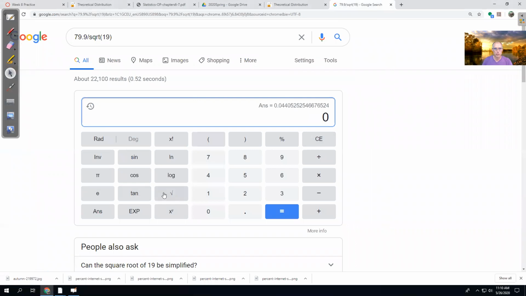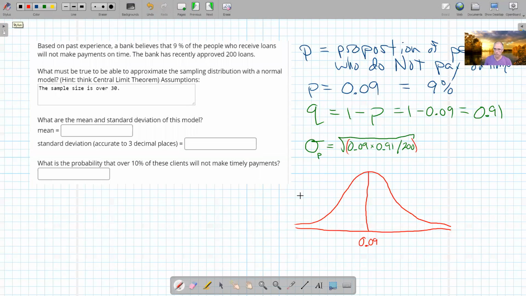So clear, I want the square root, start the parentheses, 0.09 times 0.91 divided by sample size of 200, close parentheses. So 0.020, if I went to 3 decimal places, I'm going to go for 4 just for fun, 0.0202, so about 2%.